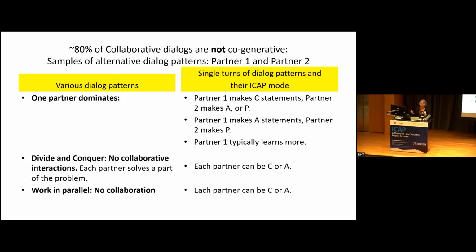The second is typical divide and conquer, which is really no collaboration. The 2 students agree to divide the task up and they do different parts, and that's really no collaboration at all. There's no interaction at all. And each partner in particular can work either in a constructive mode or both work in active mode and other permutations. And finally, there's a common pattern, working in parallel. Again, there's no collaboration. That is, I'm going to work on it myself. You're going to work on it yourself. And again, each partner could be constructive or active. So you can see that I can generate many potential dialogue patterns for each dialogue turn, and they're not co-generative.